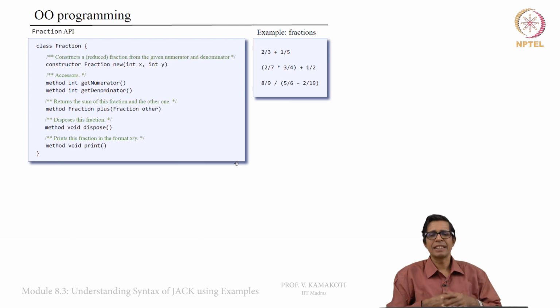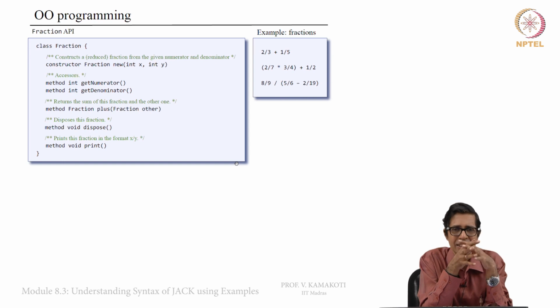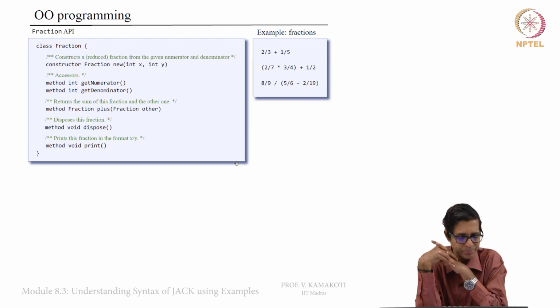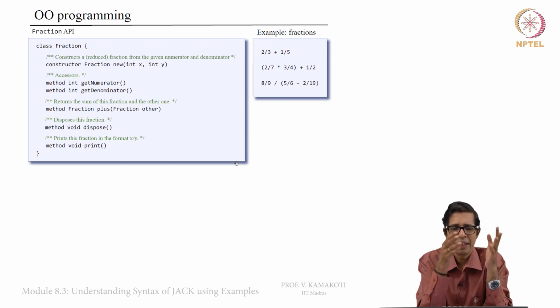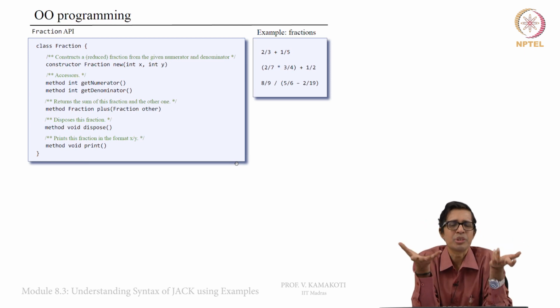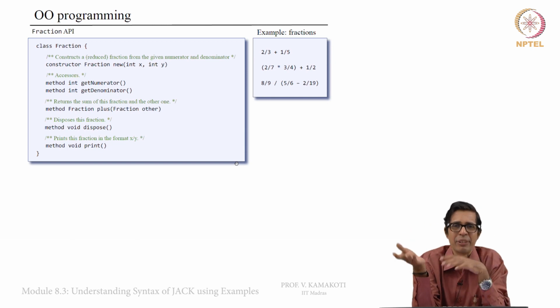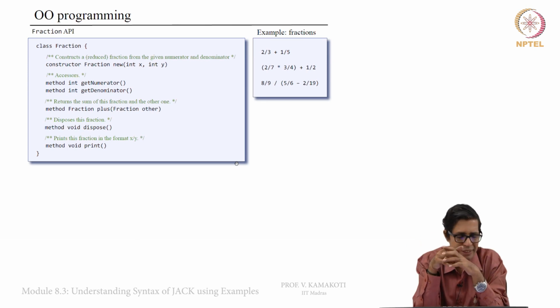As mentioned earlier, Jack is an object oriented programming language. Now, we will try and explain Jack through another example, what we call fractions. A fraction has a numerator and a denominator, and we will always write a reduced fraction. For example, if you give 2 by 10, I would like to represent it as 1 by 5. So 1 by 5 is the reduced form of 2 by 10, right.